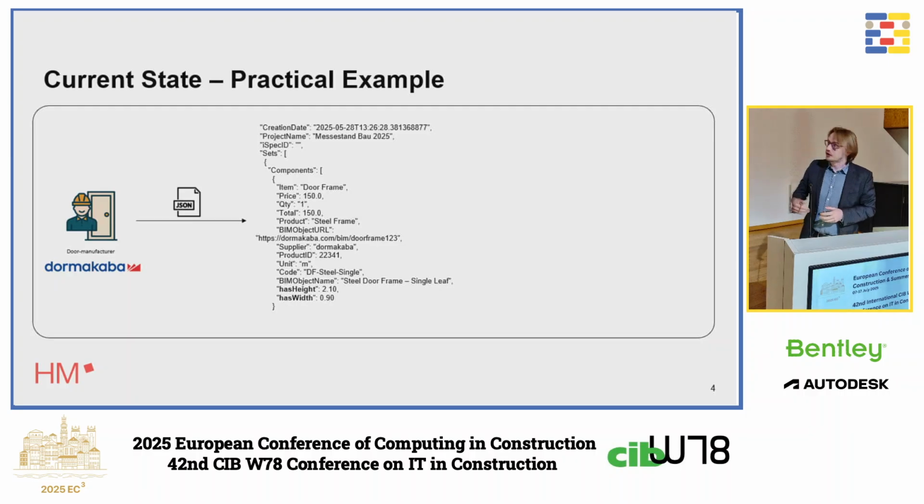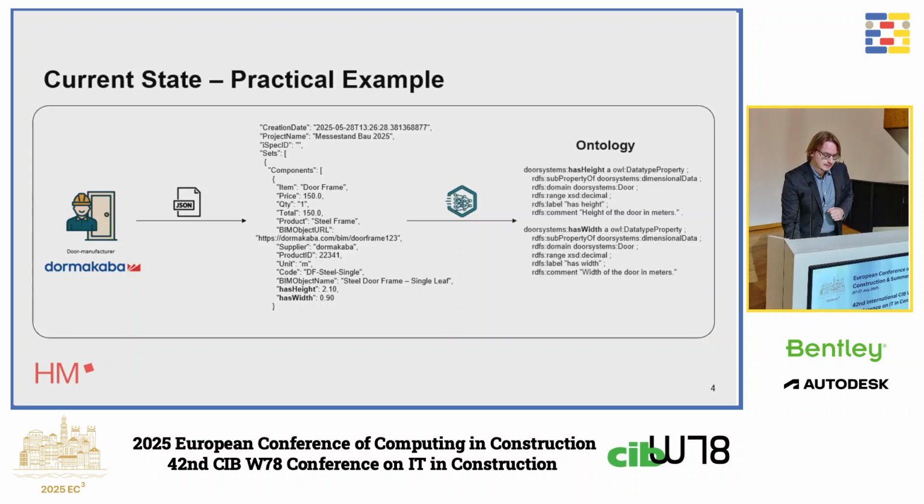So the door manufacturer, dormakaba, went ahead and used the JSON, and they had attributes in the JSON, for example for the steel door frame, defined as has height and has width. They used this data to create an ontology, which is nothing more than a structured framework that defines the relationships between concepts in a specific domain. And this is basically the standard for what the attributes delivered to the door manufacturer should look like.